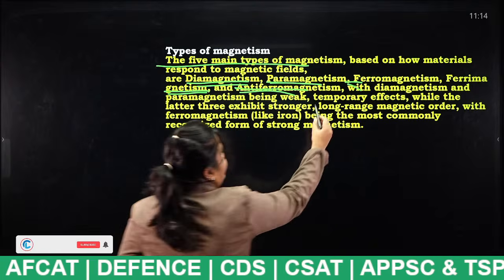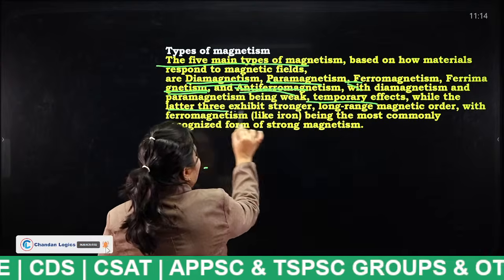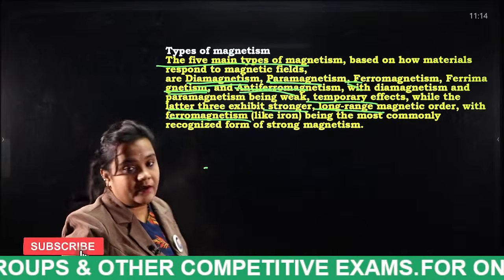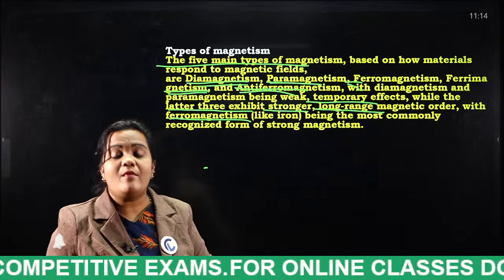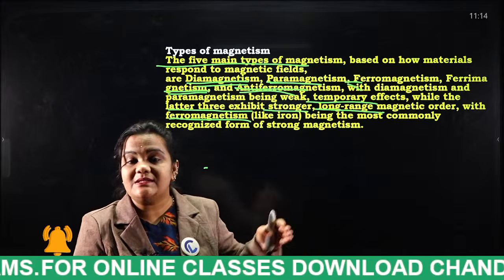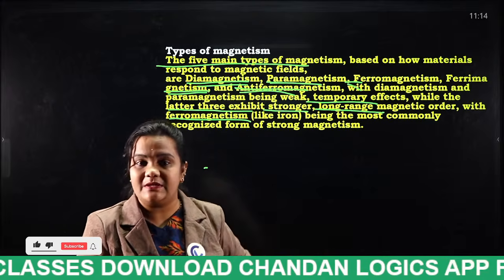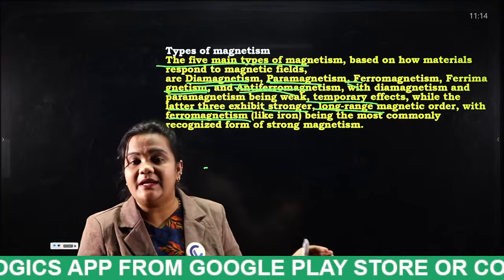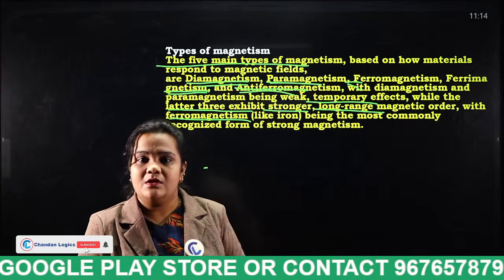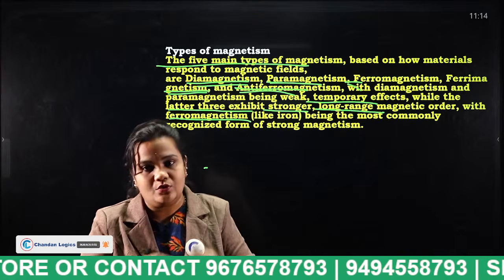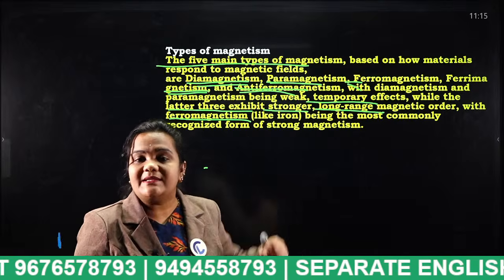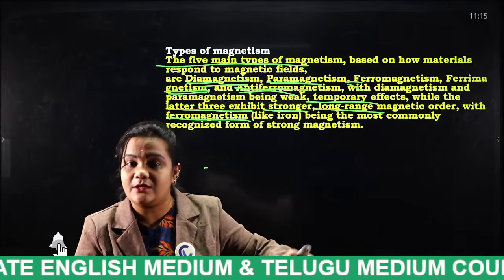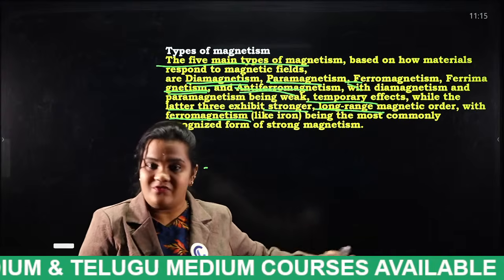The latter 3 exhibit stronger long range magnetic order, with ferromagnetism like iron. So among all the 5, which magnetism exhibits the most magnetic property? Ferromagnetism. What is the example for a ferromagnetic material? Iron. You all know very well the magnet will be easily attracted to the iron, right? By this you can say that iron is a ferromagnetic material. That means it will be easily attracted to the magnet even if it is somewhat far.